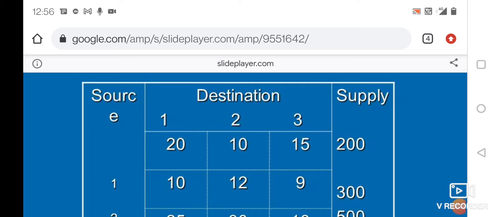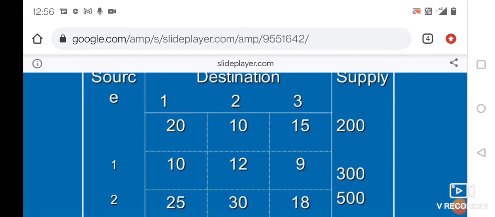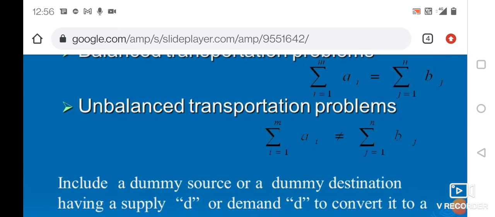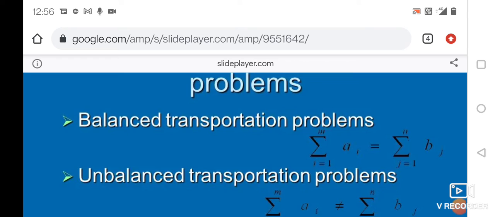And the destinations are first, second and third, and these are the 200, 300, 500 supply. Balanced transportation problem: the sum of i is equal to 1 to m ai is equal to the sum of j is equal to 1 to n bj.